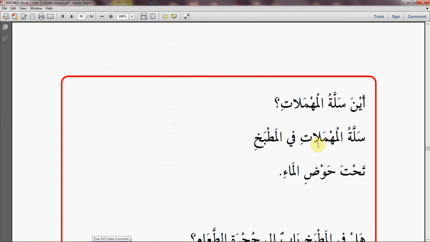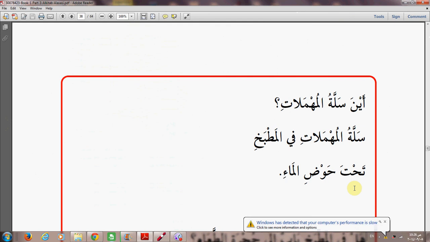سلة المهملات في المطبخ. The rubbish bin is in the kitchen. تحت حوض الماء. تحت is opposite to فوق. What is the meaning of فوق? فوق means above. Do you remember? المصباح فوق المدرس. And I told you in the last lesson, we can use any of فوق or تحت. So we can say المدرس تحت المصباح. So تحت means under. Okay, under.